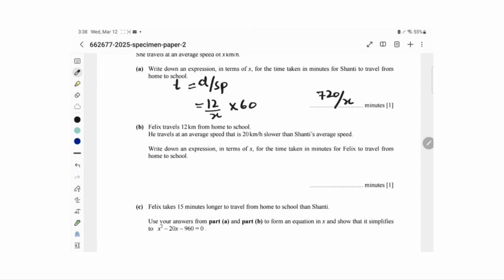He travels at an average speed that is 20 kilometers per hour slower than Shanti's average speed. So if Shanti's speed is x, then Felix's speed will be x minus 20. Write down an expression in terms of x for the time taken in minutes for Felix to travel from home to school. Obviously time is equal to distance upon speed, so that is 12 upon x minus 20, multiplied by 60, which becomes 720 divided by x minus 20.